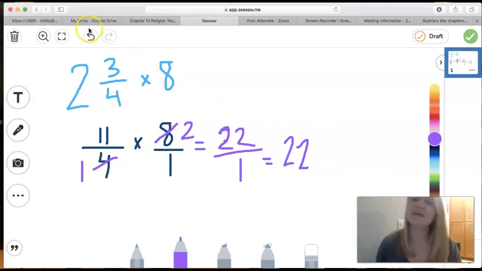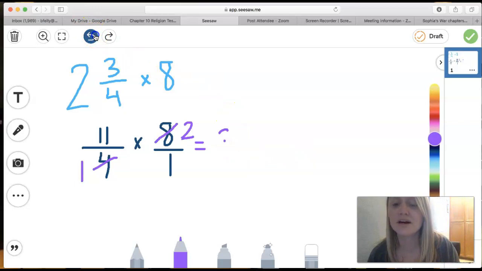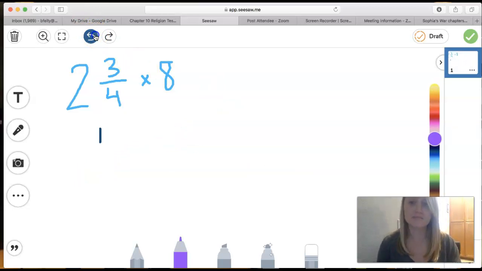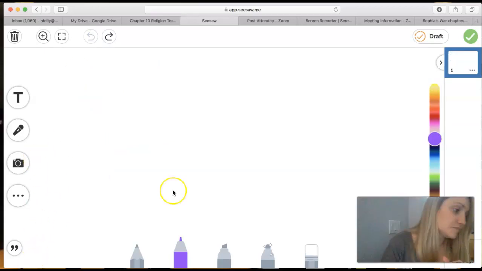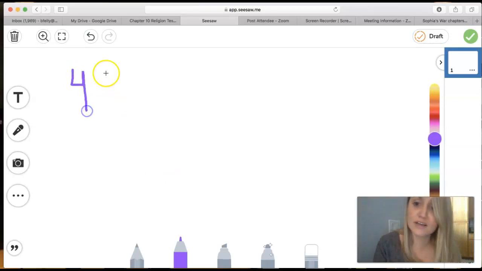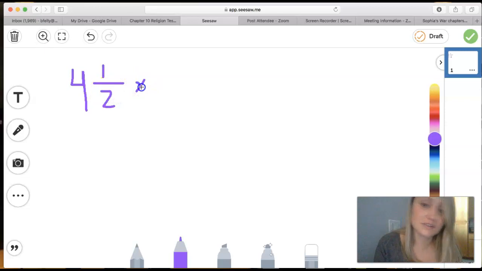Okay, so the big thing when you're multiplying with mixed numbers is just making sure that you're putting the number into an improper fraction. All right, so let's do another one. Actually, let's do number 2 where it has 2 of them. So we have 4 1/2 times 1 1/4.